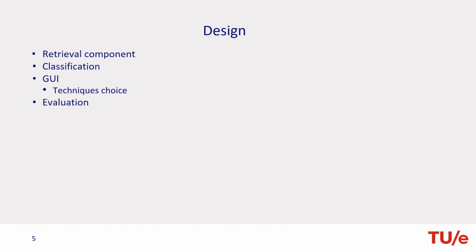There are four main components in our design. First is the retrieval component. This will retrieve all the information we need. Second is the classification component that will classify the tweets we need to show in the result, and the GUI part that is the interface for the user, and also the evaluation. This will evaluate the results of the application.